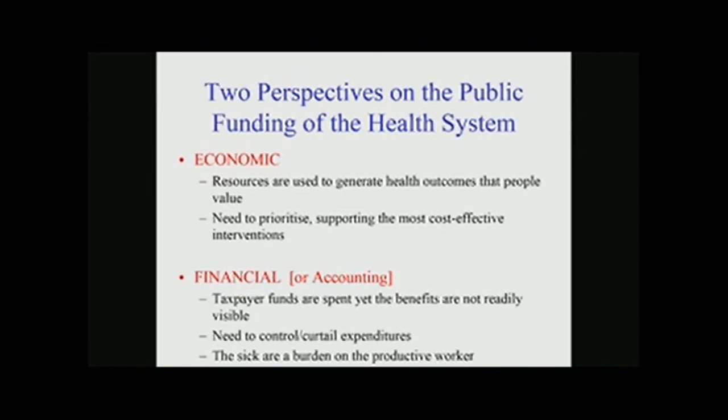Now here's where the differences are. The economic perspective is that resources are used to generate health outcomes that people value. And there's a need to prioritise to support the most cost-effective interventions because resources are ultimately scarce and because we want to add the most value we can. The financial or accounting perspective is that in the public system, taxpayer funds are spent, and that's very readily available, presented to Parliament every year and so on, yet the benefits in terms of what happens to the patients are not by any means as readily visible. It boils down to an imperative almost to control and curtail expenditure, and can even go as far as to see the sick as a burden on the productive worker.